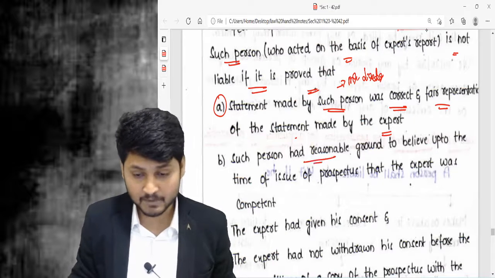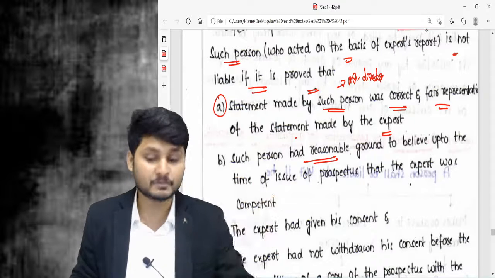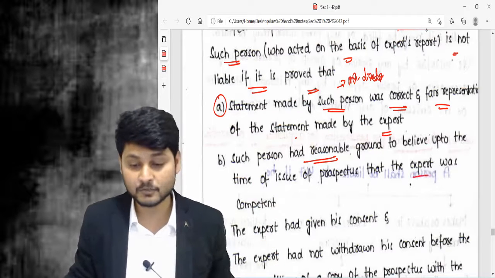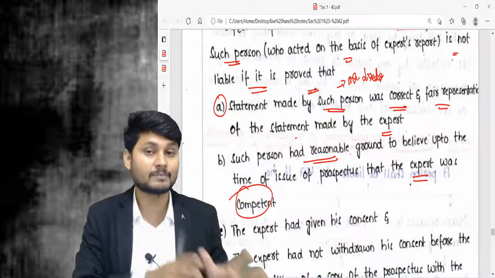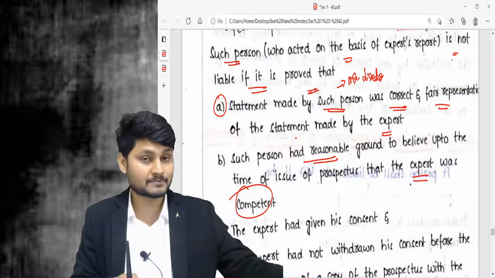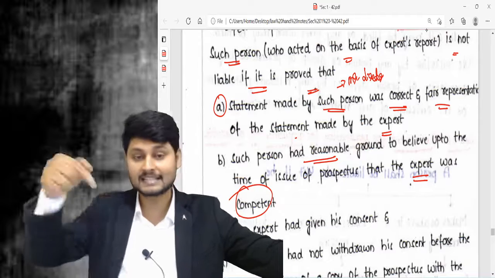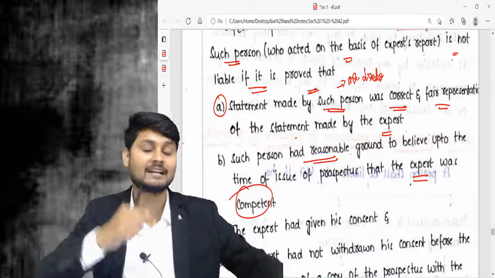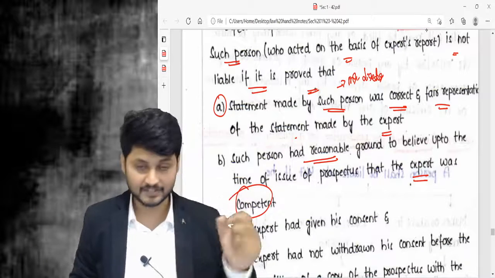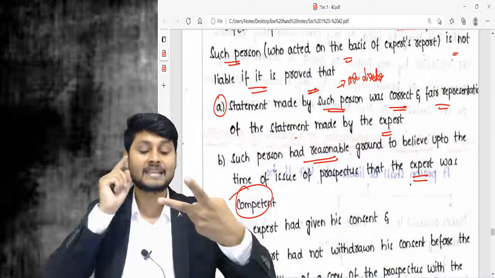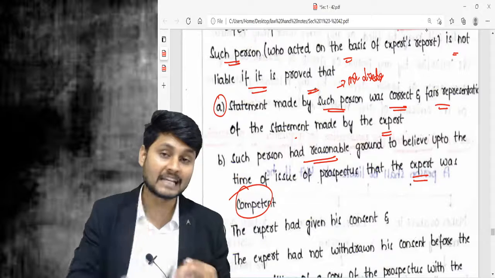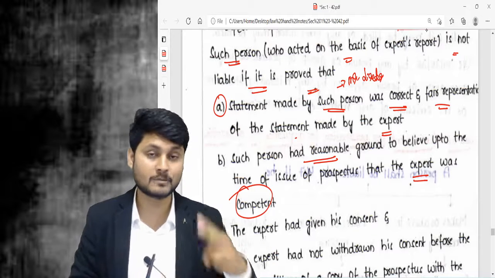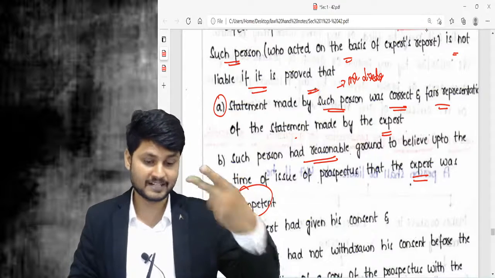Point number 2. Such person had reasonable ground to believe, up to the time of issue of the prospectus, that the expert was competent. So whoever the expert is, he is competent enough to make that statement. Without the expert being a competent person, Mr. Director will be held responsible under section number 35. The second point he needs to prove is that he had reasonable ground to believe that the expert is competent enough to make such a statement. This is point number 2.